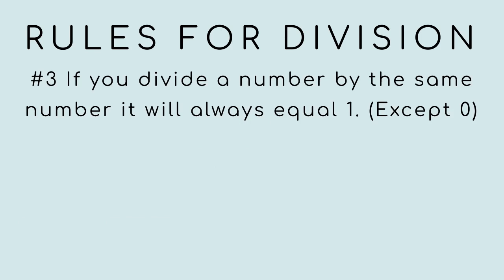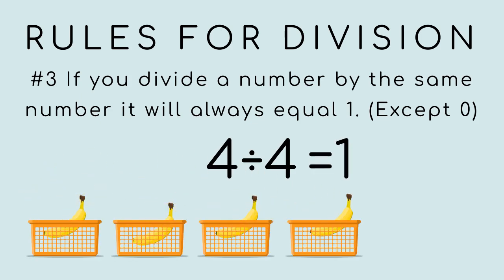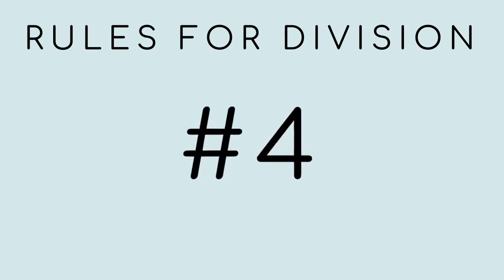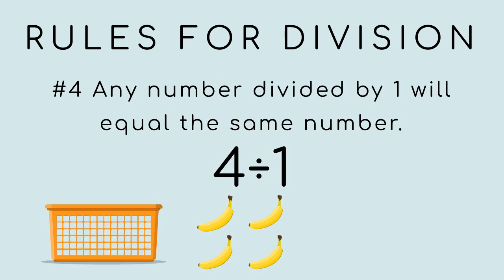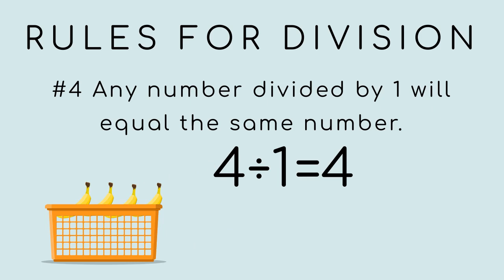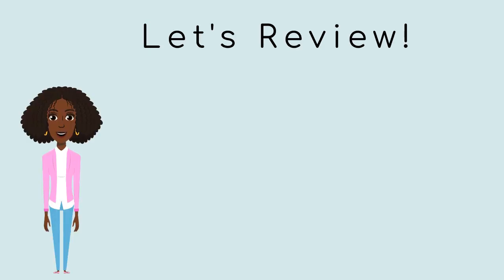Rule number 3. If you divide a number by the same number, it will always equal 1. This rule is true for all numbers except for the number 0. 4 divided by 4 equals 1. And lastly, rule number 4. Any number divided by 1 will equal the same number. For example, 4 divided by 1 equals 4. Knowing all of these rules will help you be able to solve some division problems a little quicker when you see them. You've really learned a lot today.